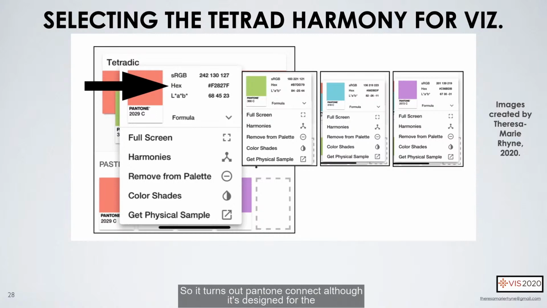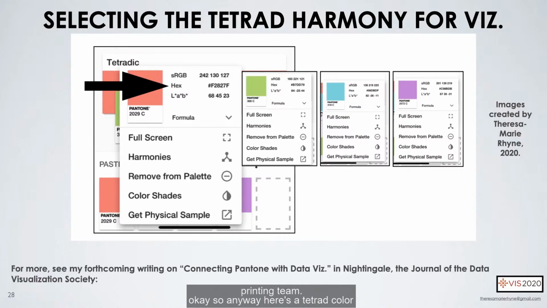So it turns out Pantone Connect, although it's designed for the designer world, is working pretty good for the visualization world. And now you sound like a designer because you're able to give your PMS color values, and you're able to talk that lingo with your graphic design team and with your color printing team. Okay, so anyway, here's a tetrad color scheme.